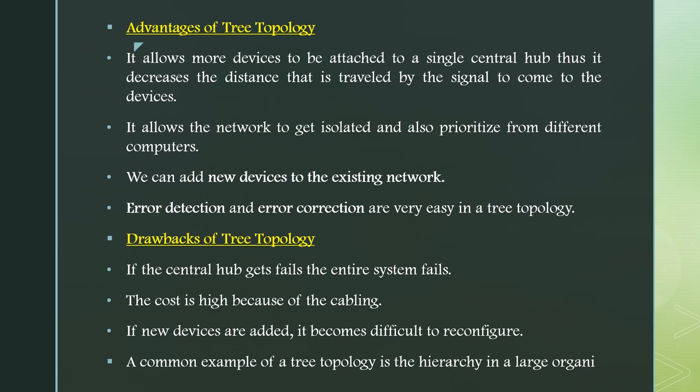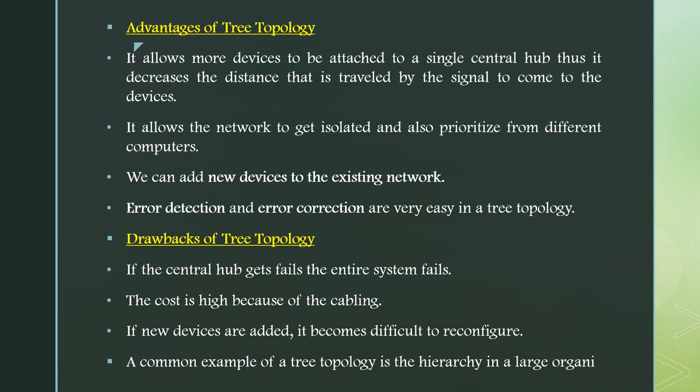Advantages of tree topology. It allows more devices to be attached to a single central hub. Thus, it decreases the distance that is traveled by the signal to come to the devices. It allows the network to get isolated and also prioritized from different computers. We can add new devices to the existing network. Error detection and error correction are very easy in tree topology.